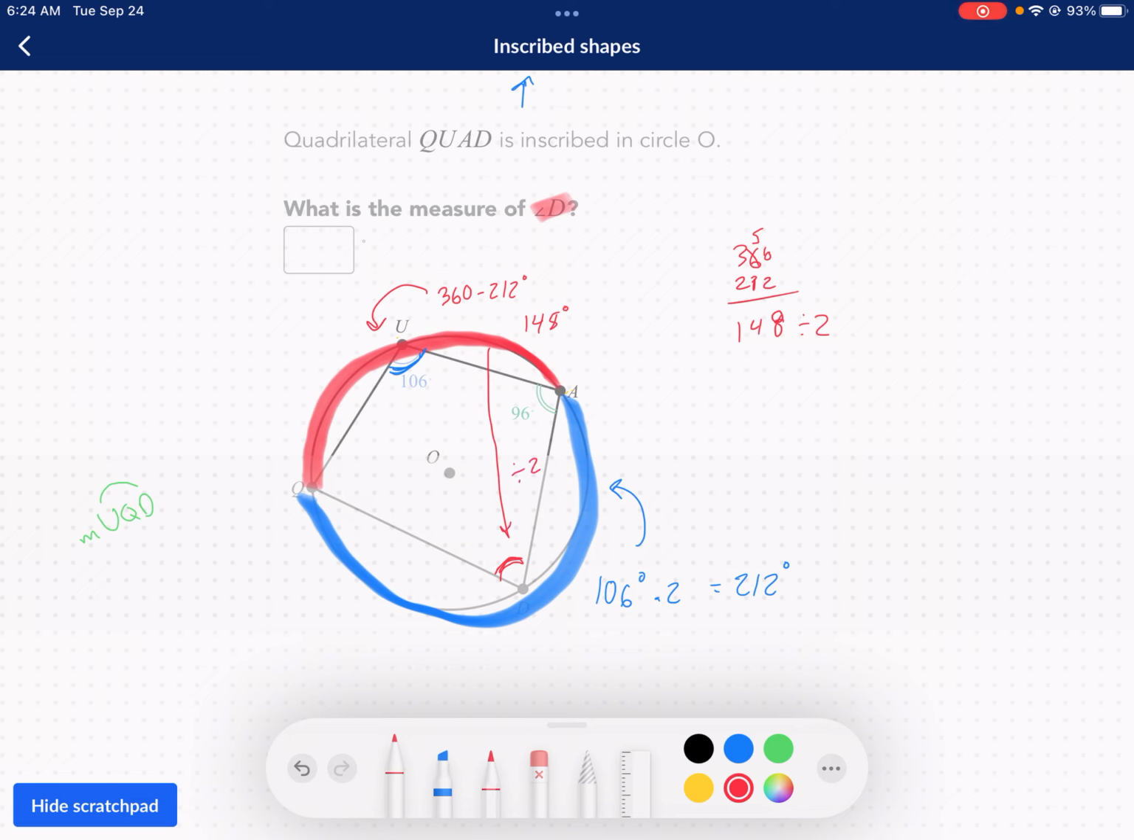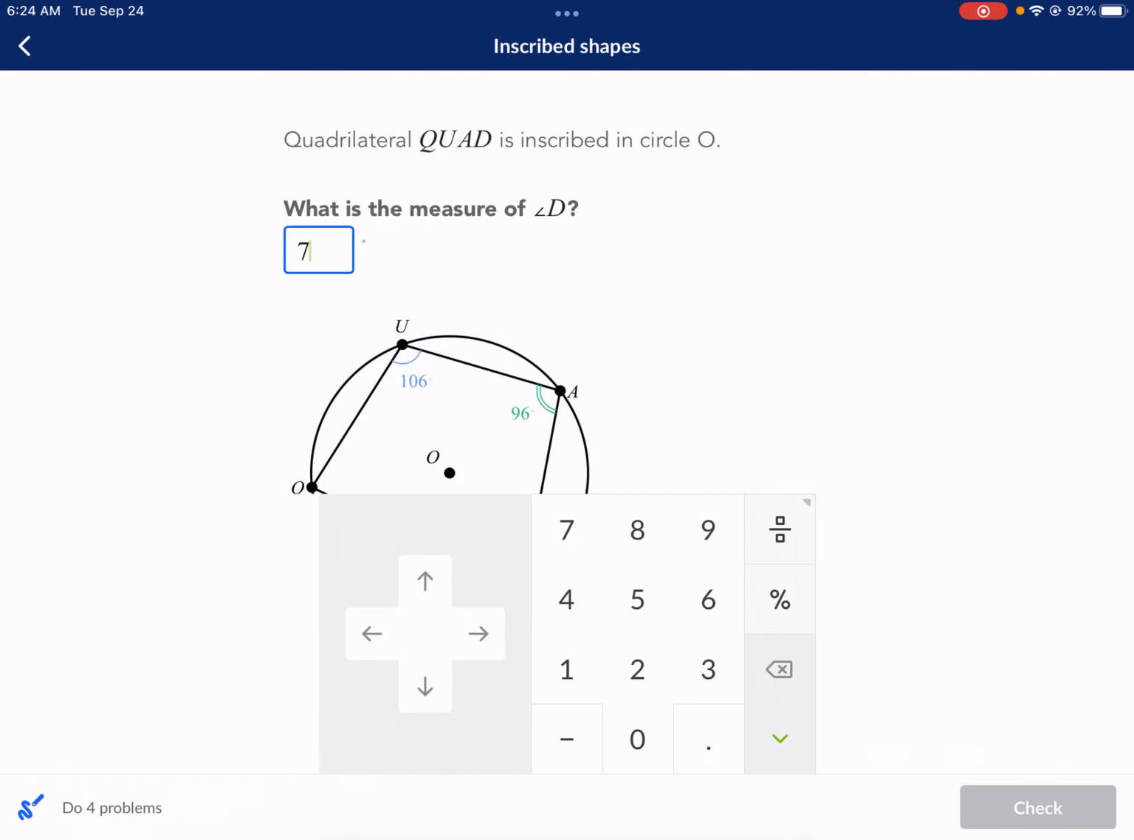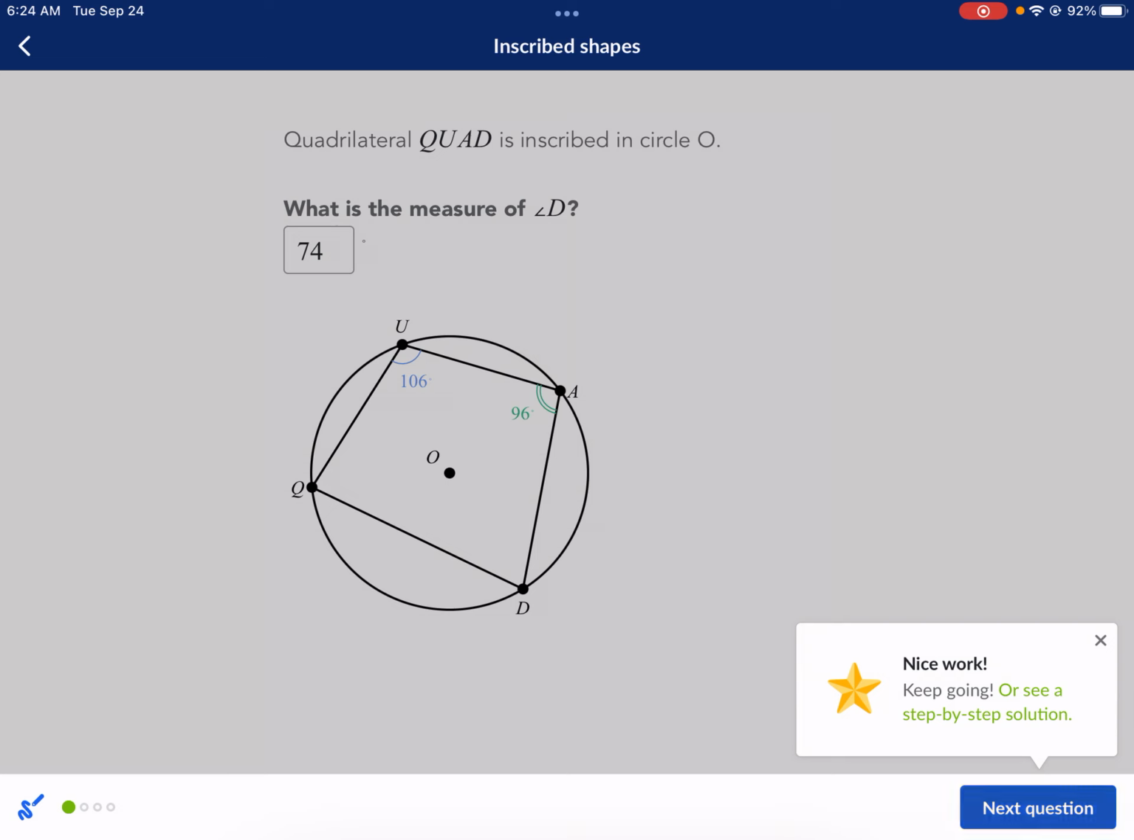So 148 divided by 2, that's going to be 74, I believe, right? 74 times 2 is 148. Yep, that should be it. So I'm going to type 74, and that's how you kind of go forwards and backwards with these arc measures.